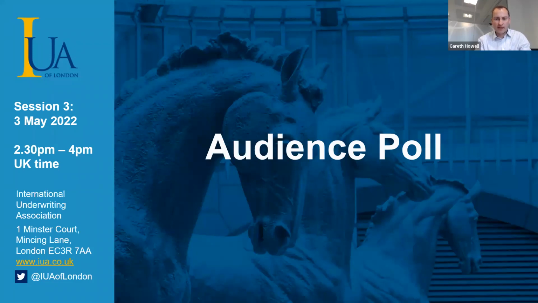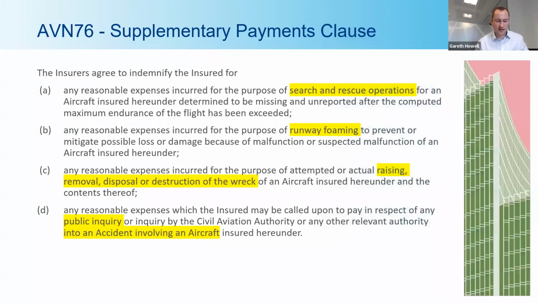Okay, thank you, Tony. So if we go to the next slide, next up, we're going to look at AVN 76, which is the supplementary payments clause. And this really is a market standard clause that is used incredibly widely across the market and really is there to recognize that in the event of an occurrence, if you've got, say, an aircraft accident, there are many different expenses that the insured may be incurring that are not related to either the hull damage or bodily injury and property damage for a third party. So this clause is really there to provide that insurers will pay for expenses for certain named perils, if you like, that the insured may be incurring.